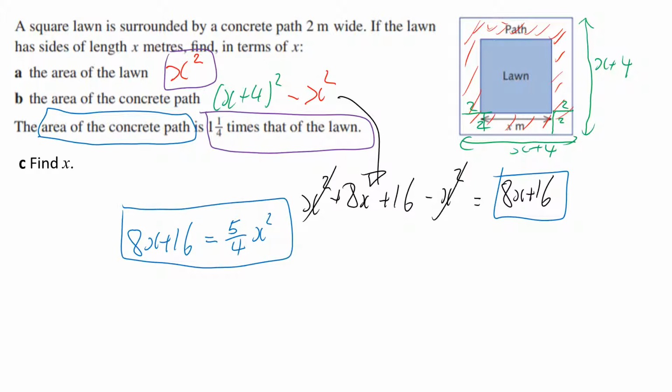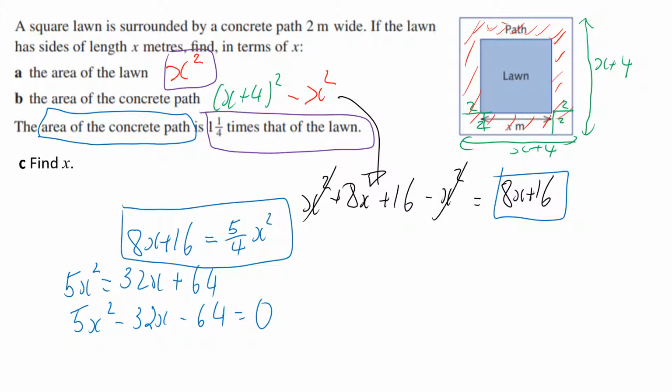Okay, so let's go through the routine. Let's move all the terms to one side of the equation. Or in fact, let's just remove the fraction component, multiply all terms by 4 first. Always like to do that. 5x squared is equal to 4 times 8 is 32x. 4 times 16 is 64, and moving those terms across to the same side of the equation, 5x squared minus 32x minus 64 equals 0. Okay, so there's our quadratic equation.